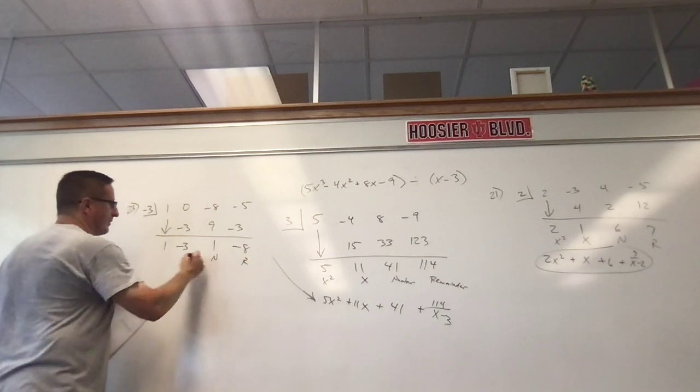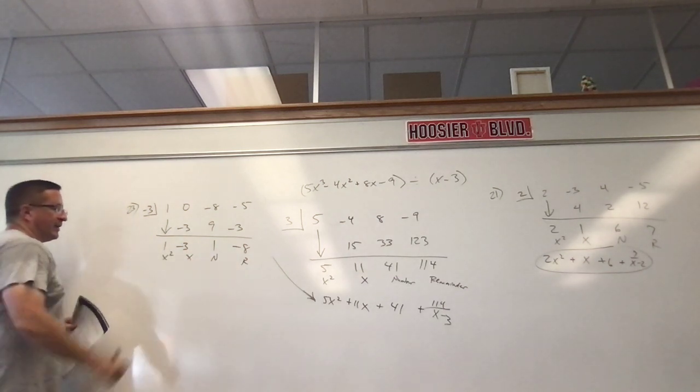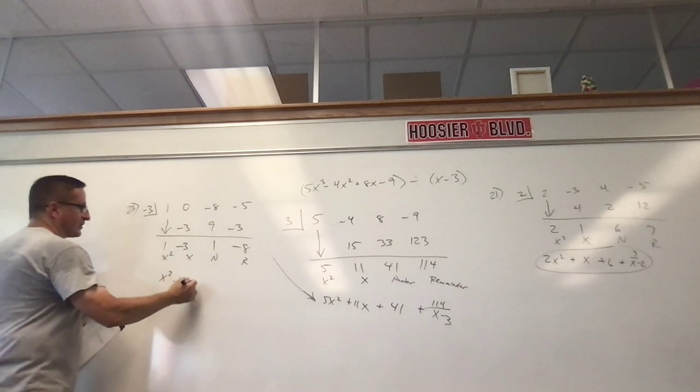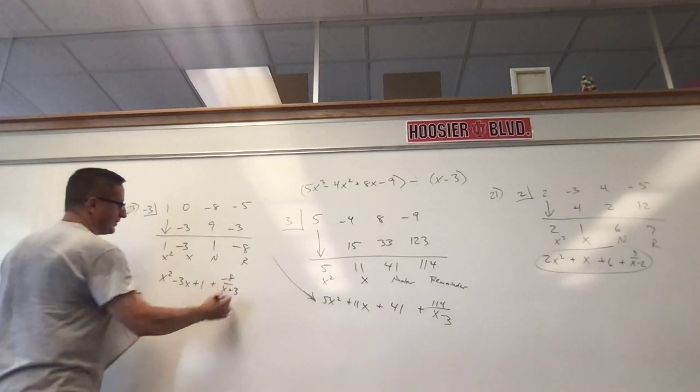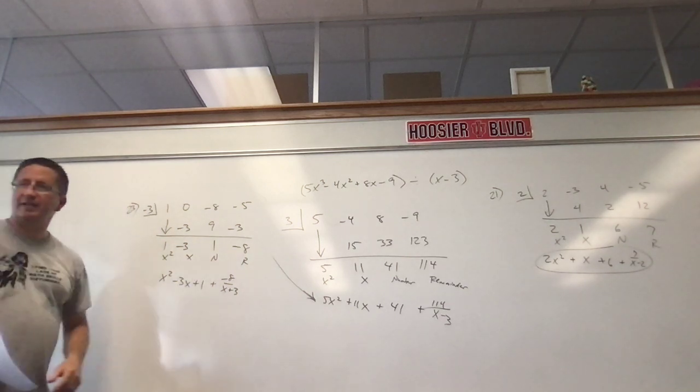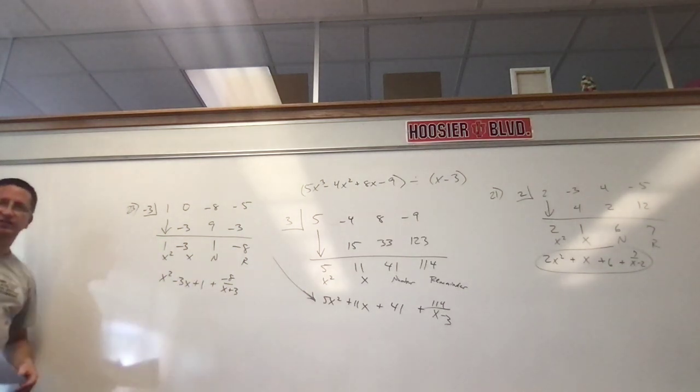That's your remainder, that's your number, that's your x squared. Your answer is x squared minus 3x plus 1 plus -8 over x plus 3. I don't care if you say plus -8 or if you just want to say minus 8. It's the same thing.